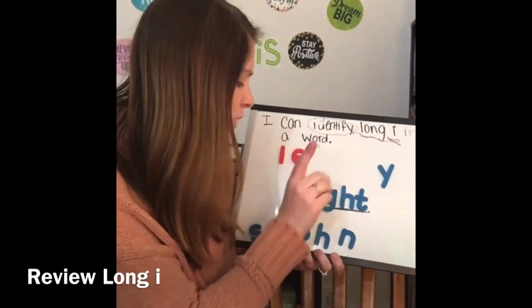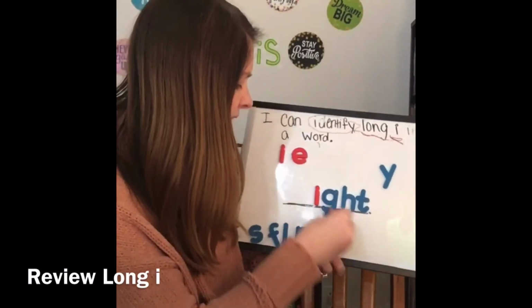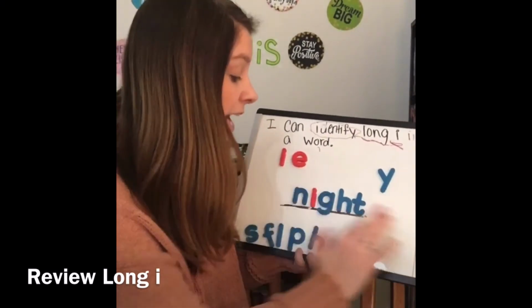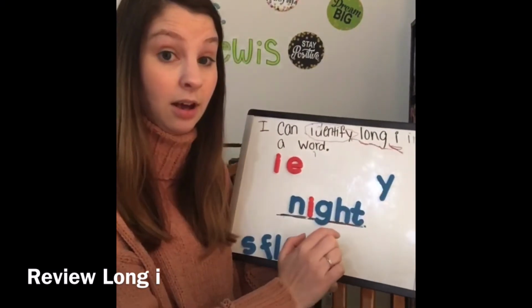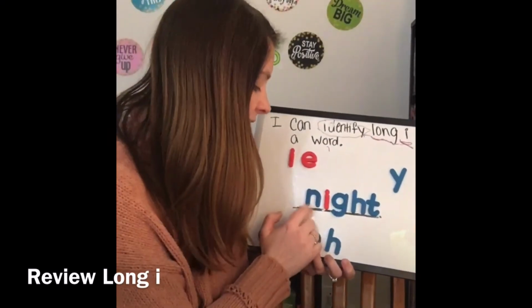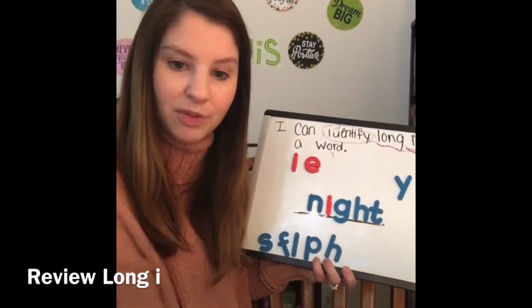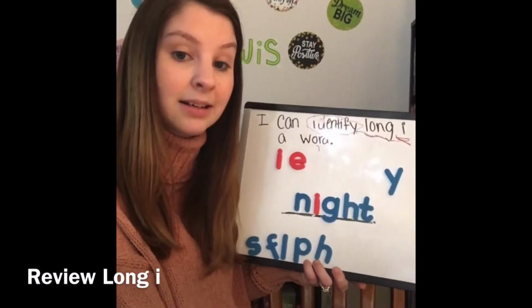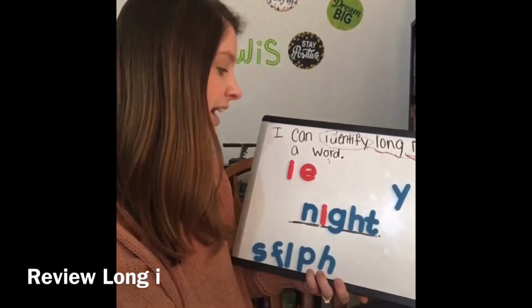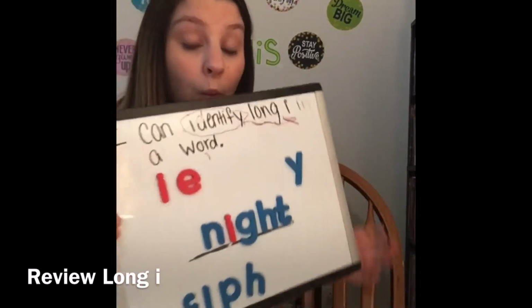Good job. Let's do one more. I'm going to drop my fl and add my n. What's my new word? So remember, think of it. This is our ight family, okay? And we dropped the fl and I added the n. What's my new word? So with that new beginning sound, my word is night. Good job. So backing to our learning target, we are identifying long I in a word, okay?